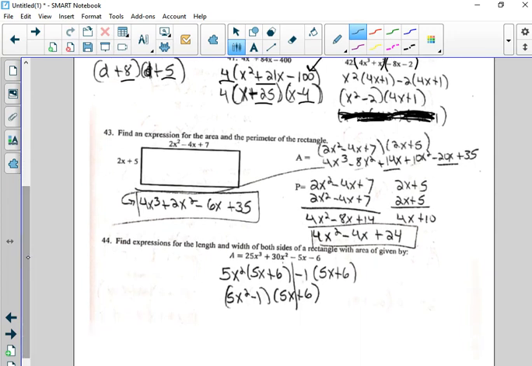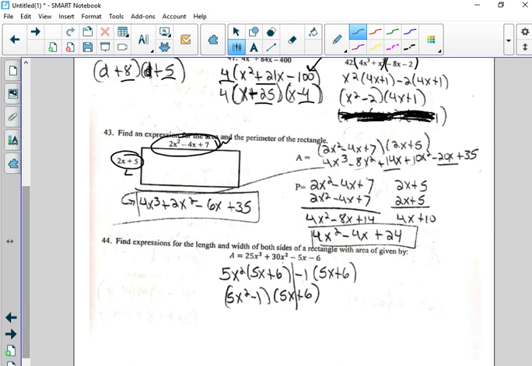Okay, so perimeter and area. Remember, area is length times width. So you literally are just going to distribute like we've already done. 2x plus 5 times 2x squared minus 4x plus 7. The perimeter is 2 of these plus 2 of these. So you can either write it as a big addition problem or just double each of them and combine. Your choice.